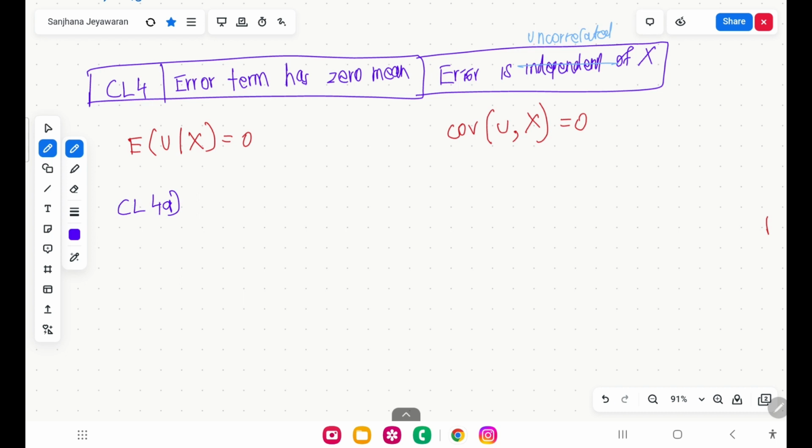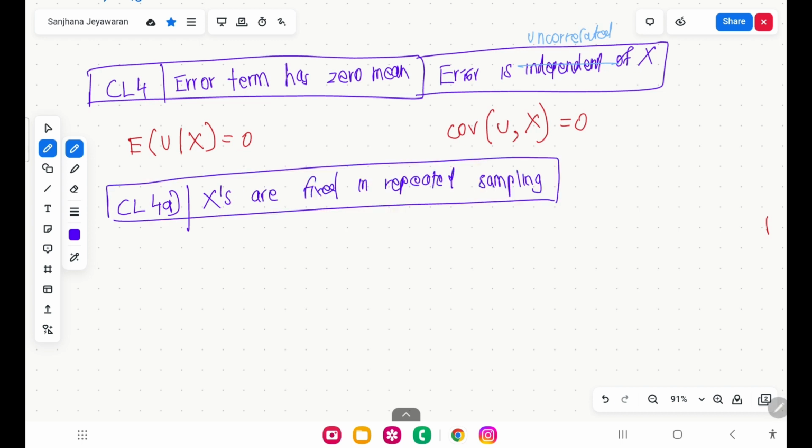In CL4A, what they say is x's are fixed in repeated sampling. This part we have already learned. When we were deriving the population regression function, what did we do? We selected the income levels of 100, 150 and 200 first, and only after that, based on the income level of 100,000, we went to 5 households and got their consumption expenditures. Then for the 150,000 income level, we went to 5 households and got their consumption expenditure. So here we start by selecting values of x.